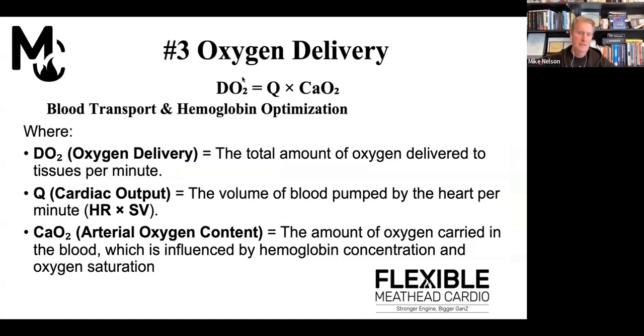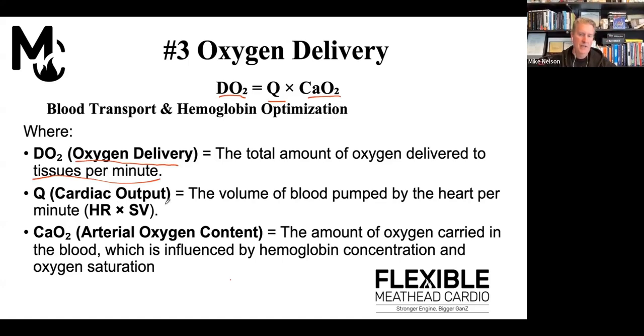So we've got two more principles this week. This one, number 3, is sort of a sub-principle of the other ones, but it's oxygen delivery. So this is based on blood transport and hemoglobin optimization. Our equation here, DO2 is equal to Q times CaO2. So DO2 is simply oxygen delivery. There's a total amount of oxygen that can be delivered to the tissue per minute.